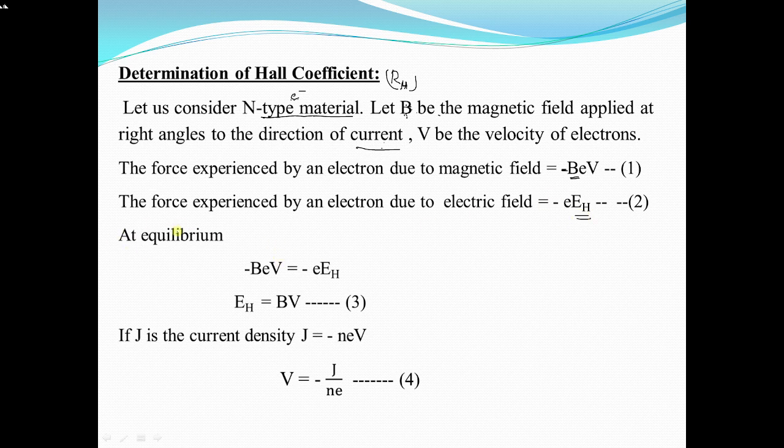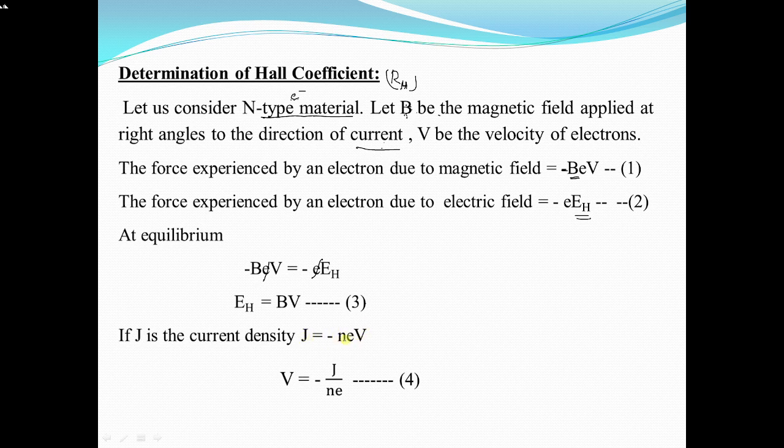So when the system is at equilibrium, the two forces will be equal. So minus Bev is equal to minus eEH. I can write it as e and e get cancelled. I can write it as EH is equal to Bv. The minus signs also get cancelled. This is equation number 3. Now we know the current density J is equal to minus nev.